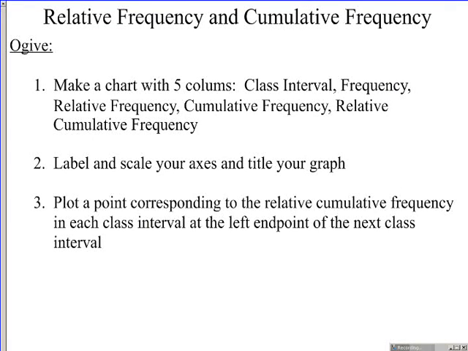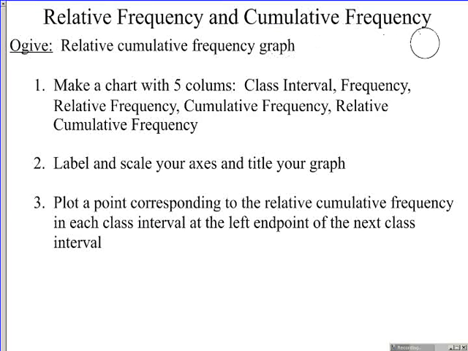Relative frequency and cumulative frequency are shown in an ogive. An ogive is simply a relative cumulative frequency graph. It takes a little bit of time to set up the information you need in order to construct an ogive. First thing you're going to do is make a chart with 5 columns. Class interval and frequency. Notice those first two are the same ones that you have to do for a histogram. Now if it's going to be an ogive, you have to add 3 more: a relative frequency, a cumulative frequency, and a relative cumulative frequency.